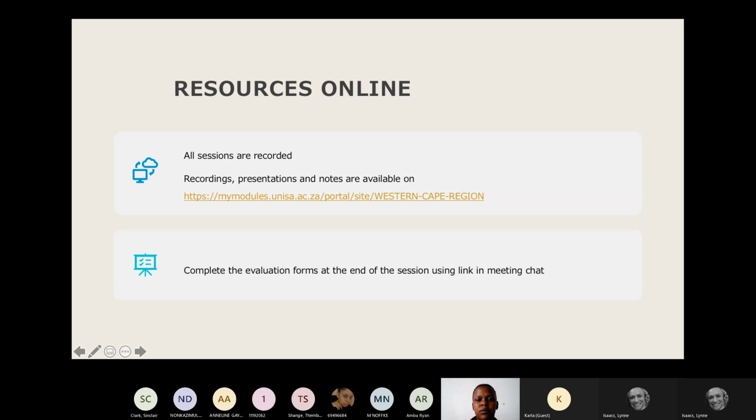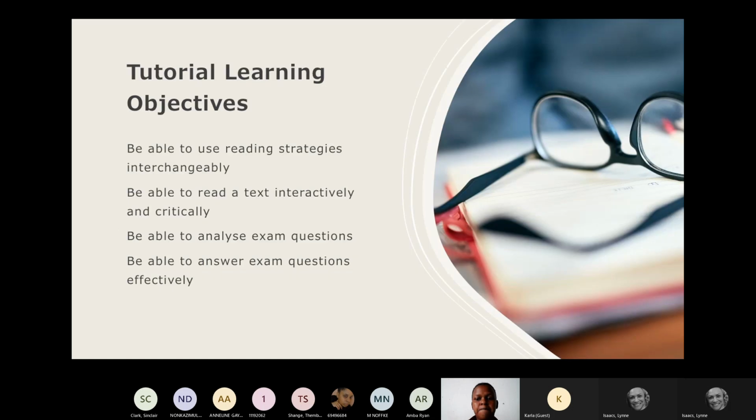What I do with the notes is I select specific slides from my presentation, convert them to a PDF document, and upload it as notes for people who want to go back to what was discussed. At the end of the session, we ask that you complete the evaluation form using the link in the meeting chat, which will be posted there towards the end of the session at 10:30.